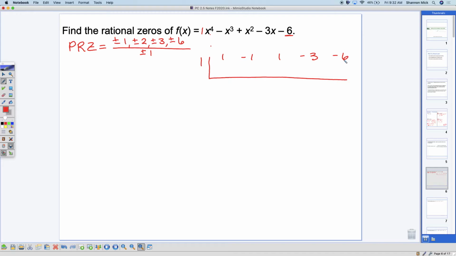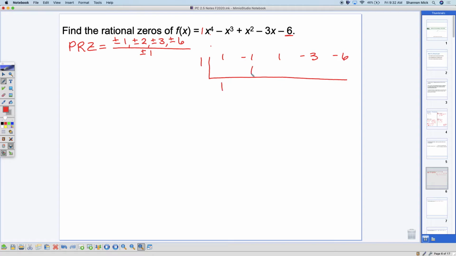Because how many zeros are in this polynomial? How many? 4. There are 4. I didn't say 4 real. There are 4, correct? So hopefully you don't have to continue through all of them. You use your other math skills to find these.